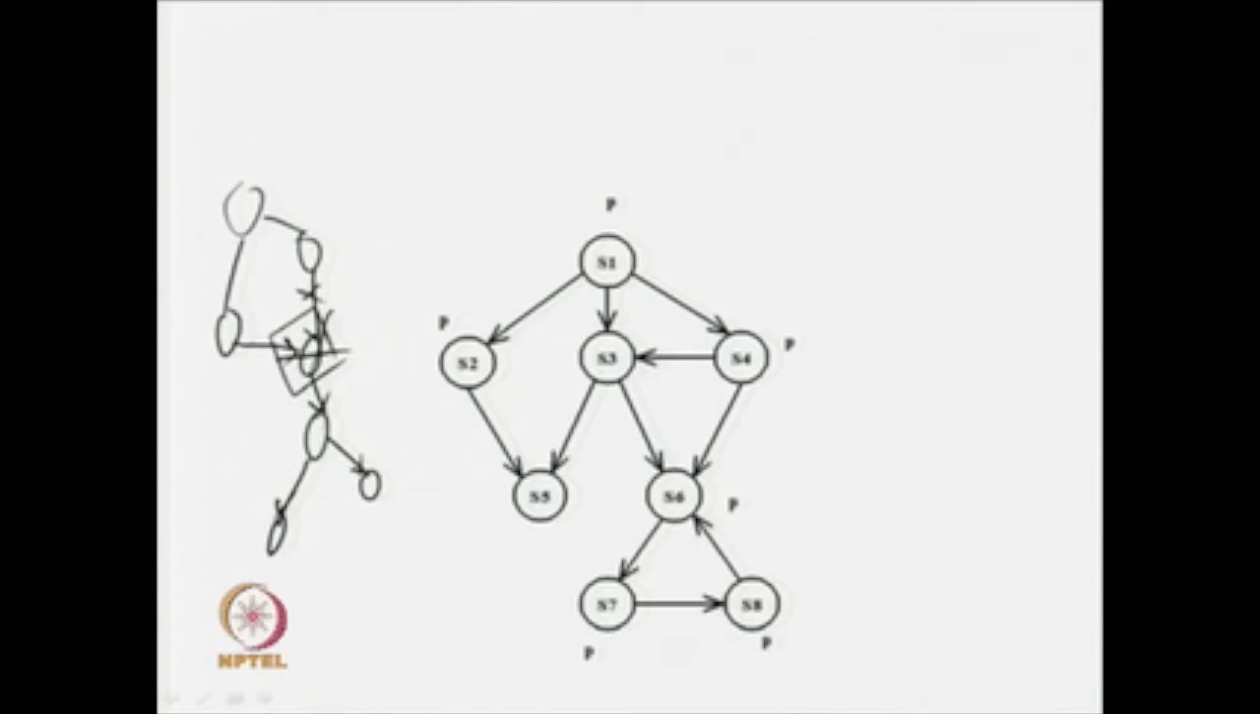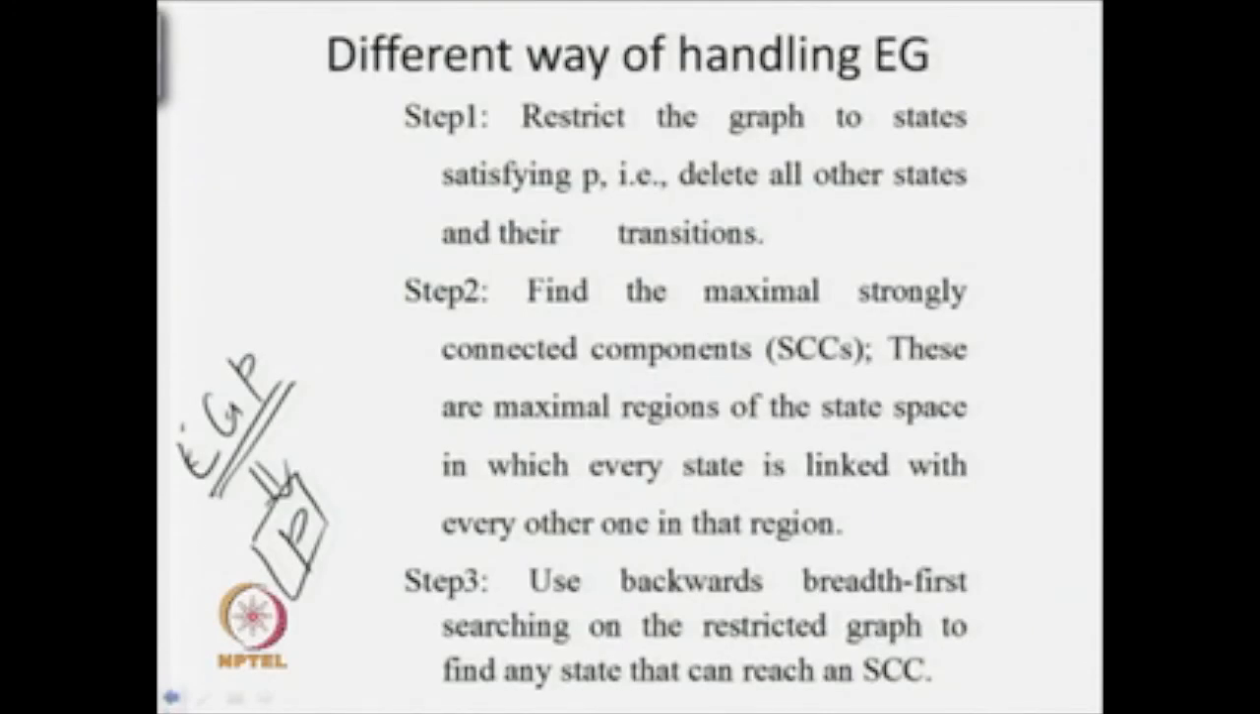So, we have to remove this particular transition also. Okay. So, initially we are starting with this thing. So, we are going to restrict the graph by deleting the states where P is not true, okay, and along with the transitions. So, we are going to restrict the graph to the states where P is true.